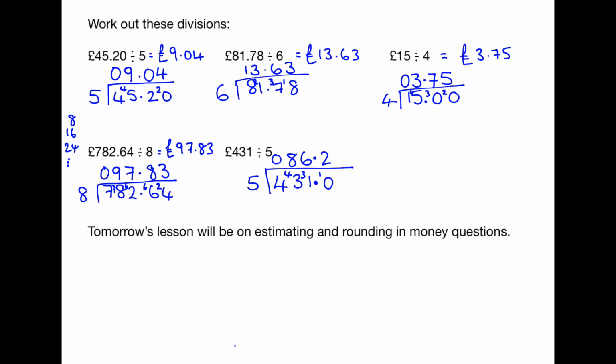But just have a look at that. 86.2. That doesn't quite look like money, does it? So remember, if you've got any decimal places when you're talking about money, you've got to have 2. Otherwise, it doesn't make sense. So we can put that 0 on the end there because 86.2 is exactly the same size as 86.20. But when we put the 2 decimal places, it looks like money.